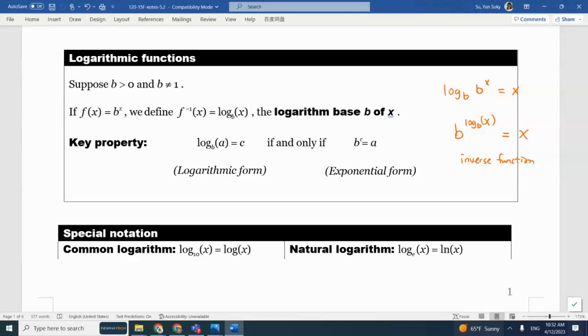Now, b is any base greater than 0 and not 1. But in your calculator, there are two kinds of common logs. The first one is base 10. Look at your calculator. Do you see log? That means the base is 10. Do you see ln? That means the base is e. So in your calculator, you only have those two kinds. From now on, let's use the natural log, because you will see this a lot.